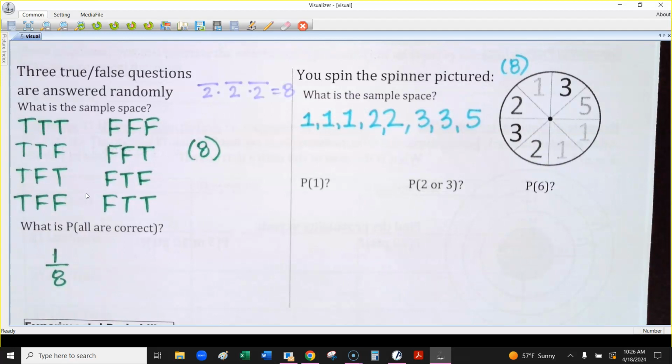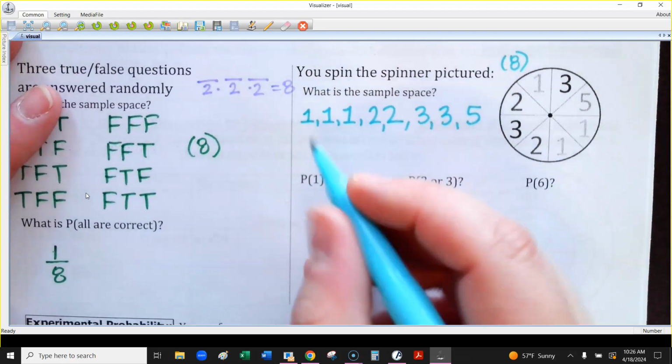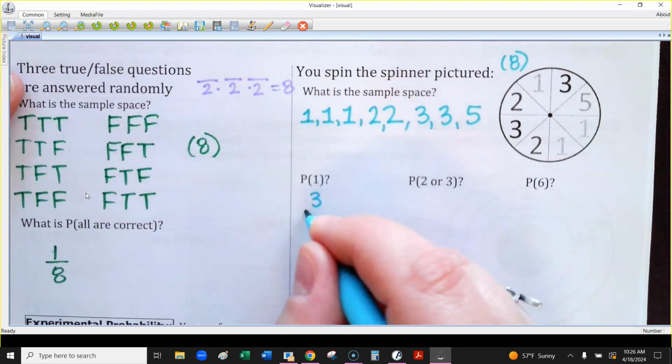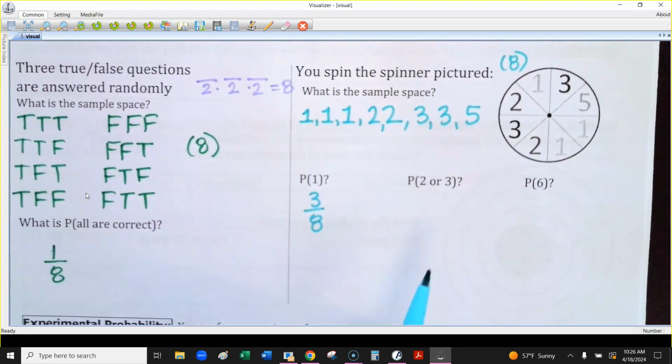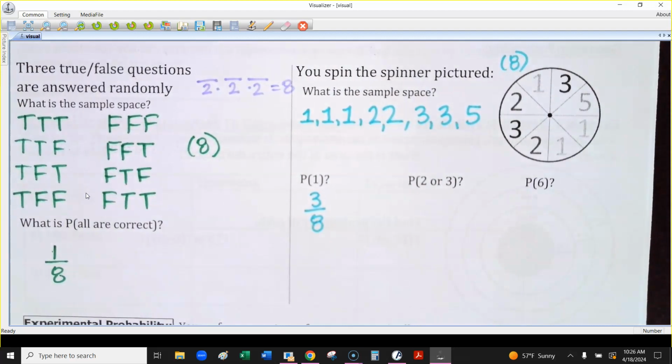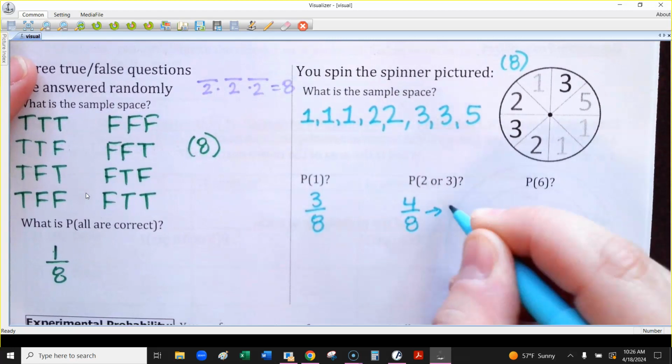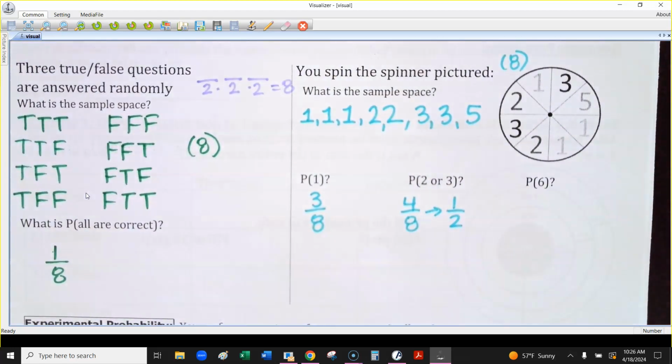Now, this is a little trickier. What is the probability that if I just randomly spun this, we would land on a 1? Yes, because you have 3 1s, so that's what I'm looking for. I'm looking for a 1. I have 3 of those out of the total 8. What would you tell me your probability of spinning a 2 or a 3? 4/8, like 2 2s, 2 3s, so it'd be 4/8, and you can reduce that to 1/2.